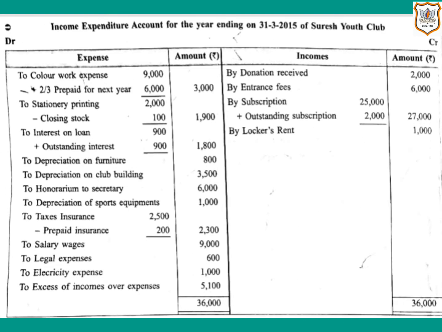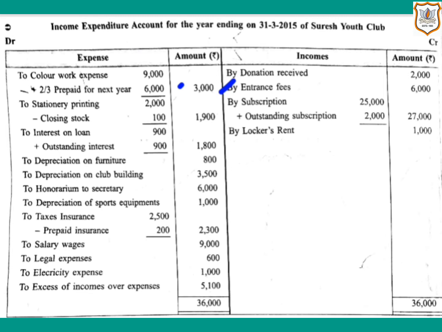So in the question, the first item is colour work expense, and in the adjustment it is given that 2/3 of the colour work expense is to be carried forward to next year. That is 2/3 of 9,000, that comes to 6,000, which is prepaid for next year. As this is not of the current year, we will deduct it. Having deducted that, we will get 3,000.